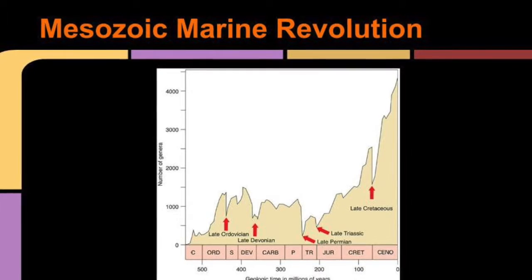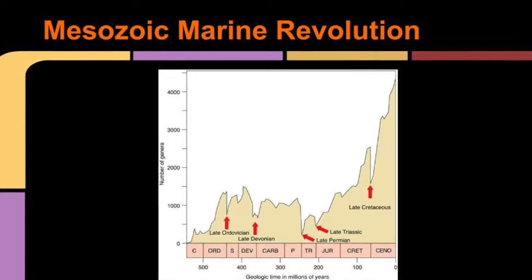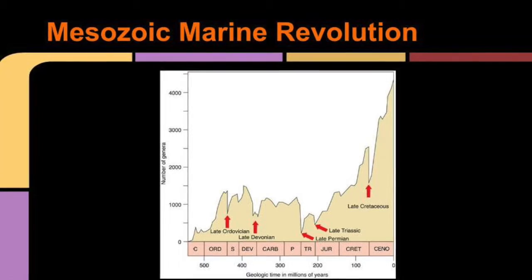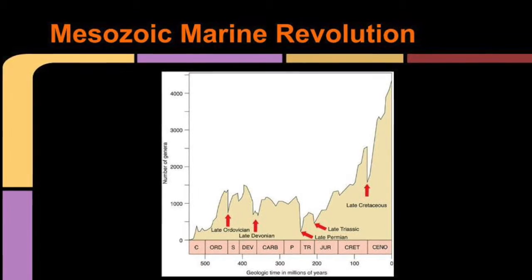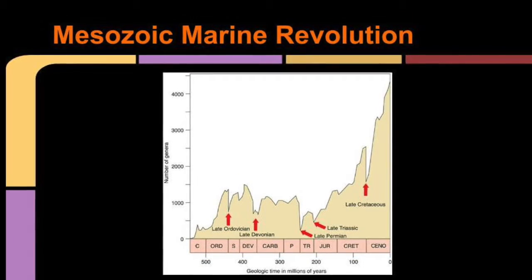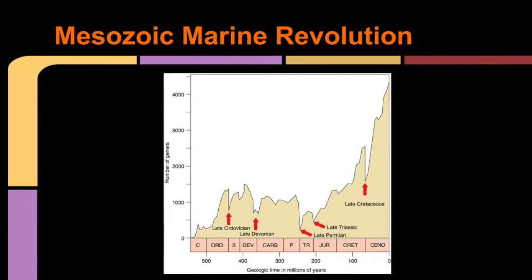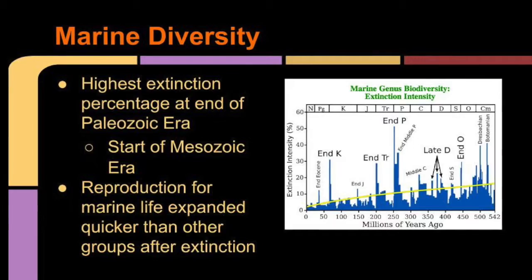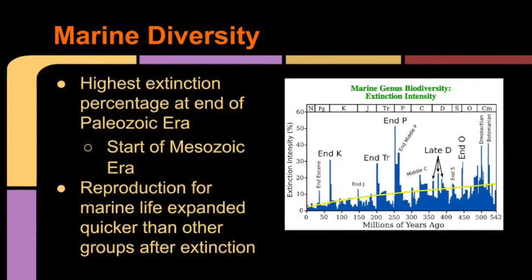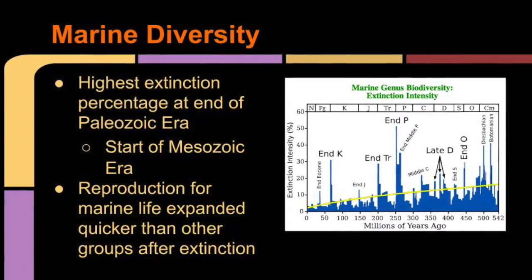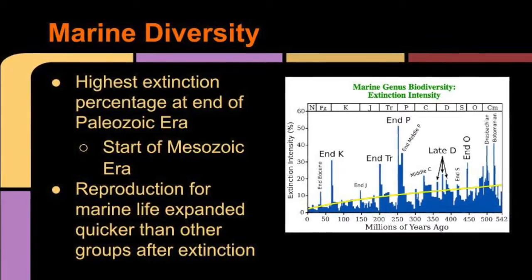This peak was caused by the Mesozoic Marine Revolution, which encompasses the Triassic, Jurassic, and Cretaceous eras. This era lasted from 252 to 66 million years ago. According to the chart, the highest extinction percentage occurred at the end of the Paleozoic era, which, in turn, was the start of the Mesozoic era.